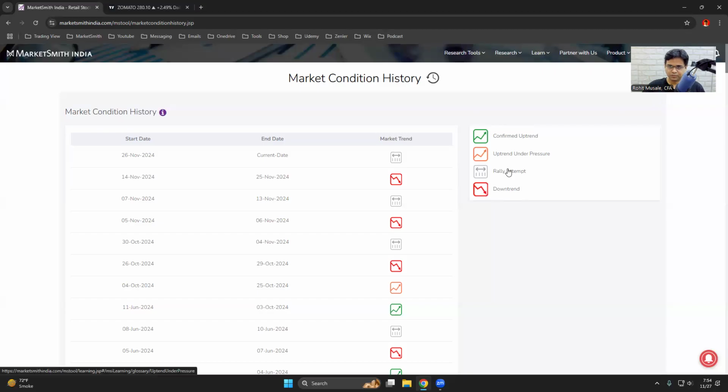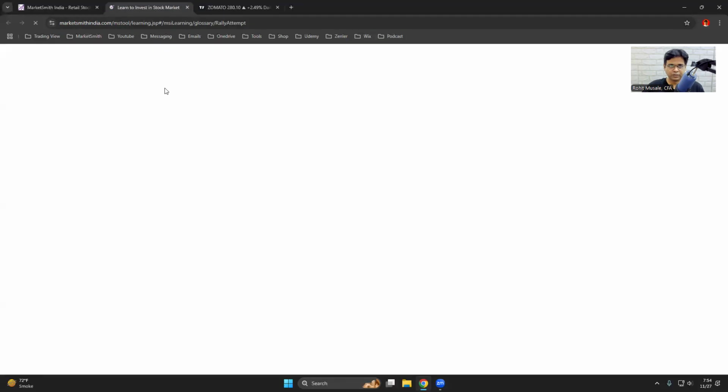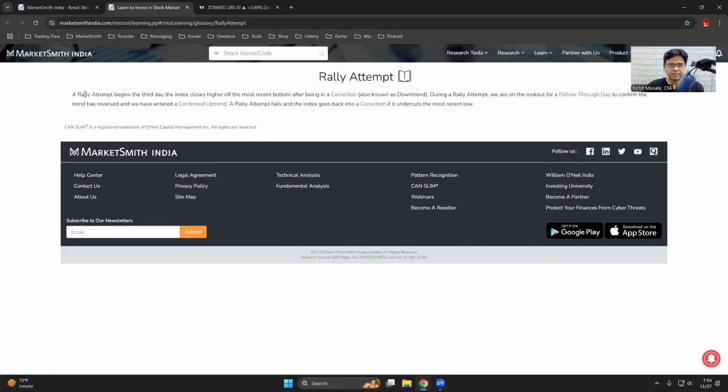So let's look at the first. Let me help you first understand what is rally attempt. Let me click here. If you click here, this window will open. See, it says a rally attempt begins the third day the index closes higher of the most recent bottom after being in a correction, also known as downtrend. Let me help you understand this statement. A rally attempt begins the third day the index closes higher of the most recent bottom.